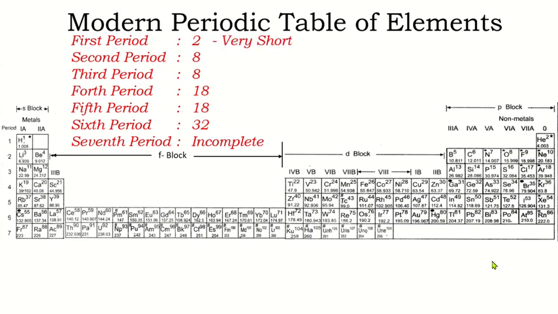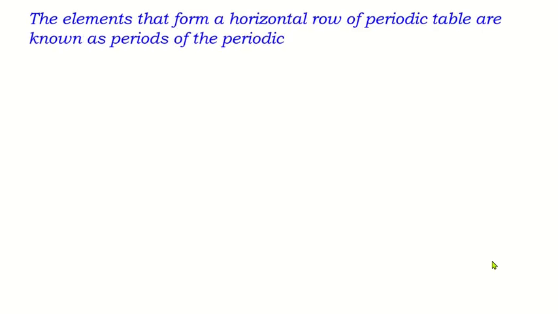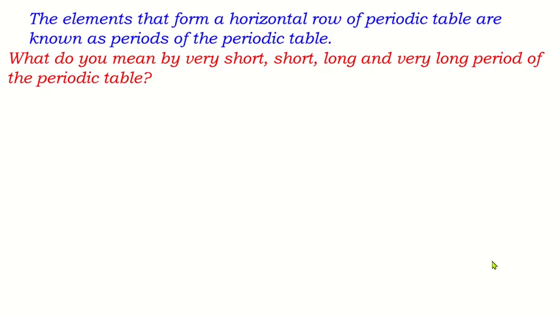The first period is a very short period, but the second period is a short period, and the third also a short period, and the fourth period and fifth period contain 18 elements each. That's why they can be called long periods, and the sixth period is the longest period, a very long period, and the seventh period is already written as an incomplete period. Now we can conclude that the elements that form a horizontal row of the periodic table are known as periods of the periodic table.